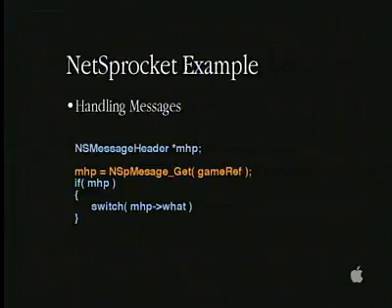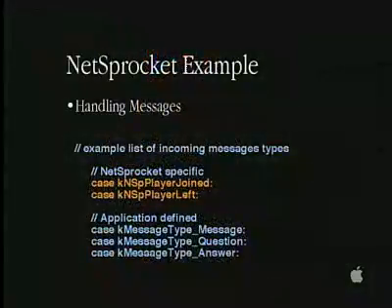Now, once you have everybody set up, you're connected, you're going to be running your main game loop, and in that loop, you want to call a function to get your messages and handle each of the different messages that you're going to receive. Again, you're going to switch on the type of message. You're going to have two basic types of messages. You're going to have NetSprocket type messages, and these are going to be messages like a player has left the game, a player has joined the game, the host has terminated the game, and those NetSprocket message types, again, are defined in OpenPlay.h.